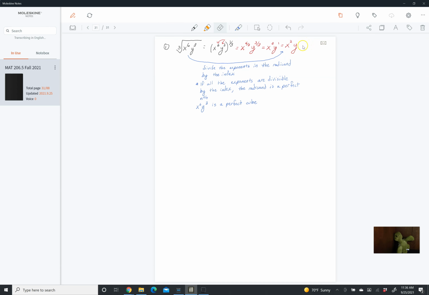So we have, in this case, the square root. The index is 2. Square root of x to the 14th, y to the 10th. So what is this? You should try and do it on your own. Here is our exponent. Our index is 2. So we just divide the exponent by 2. This is x to the 7th. We divide our exponent by 2 because 2 is the index. So 10 divided by 2 is 5. So this is x to the 7th, y to the 5th.